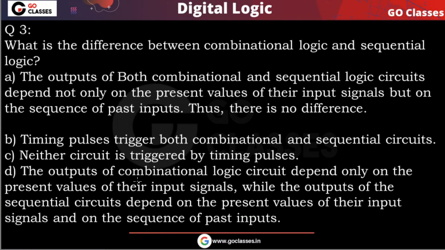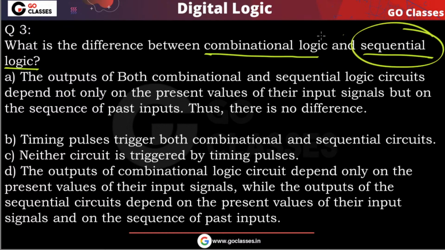Now tell me about question number 3. What is the difference between combinational logic and sequential logic? You can notice in sequential logic, the current output will depend on the latest input and also on past output. So this is the idea.